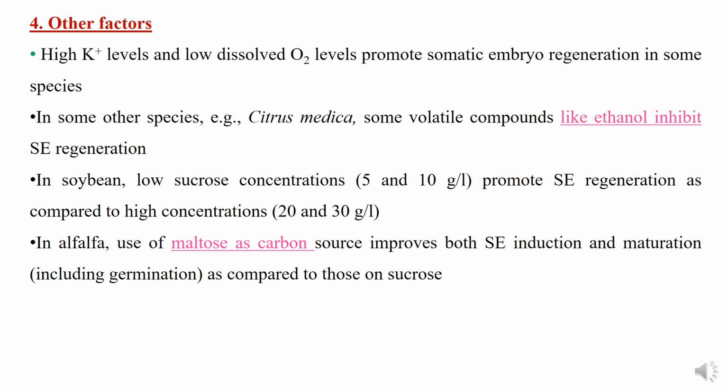In case of soybean, low sucrose concentration will promote somatic embryo regeneration as compared to high concentration. These are already standardized; researchers have standardized how much concentration is exactly required for somatic embryo formation in different crop species. In case of alfalfa, use of maltose as a carbon source will improve both somatic embryo induction as well as maturation as compared to the sucrose medium. Because as an energy source generally we use sucrose, but in case of alfalfa, maltose has more influence.